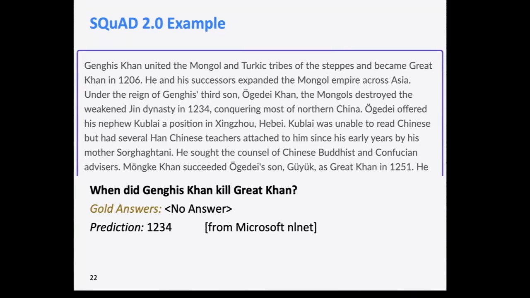And then we're talking about Genghis Khan, and there I can see Genghis and Khan in this passage, and so it puts that together and says 1234 is the answer, when that isn't the answer at all. And that's actually pretty typical of the behavior of these systems. On the one hand they work great, on the other hand they don't actually understand that much, and asking whether the question is actually answered in the passage is a way of revealing the extent to which these models do or don't understand what's actually going on.